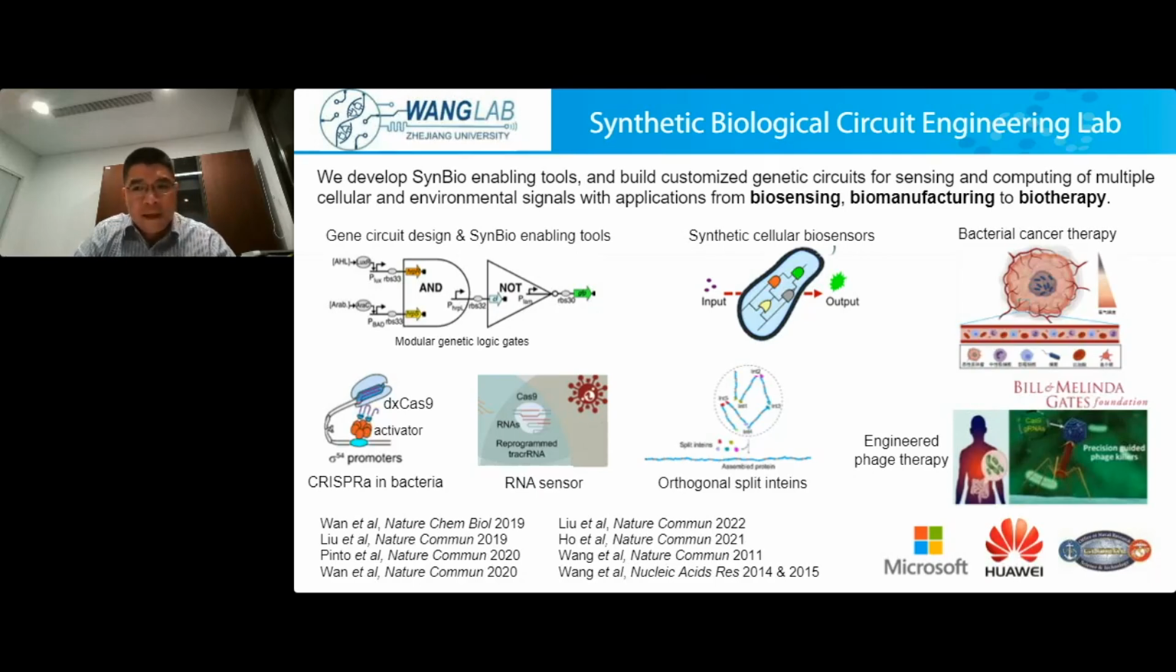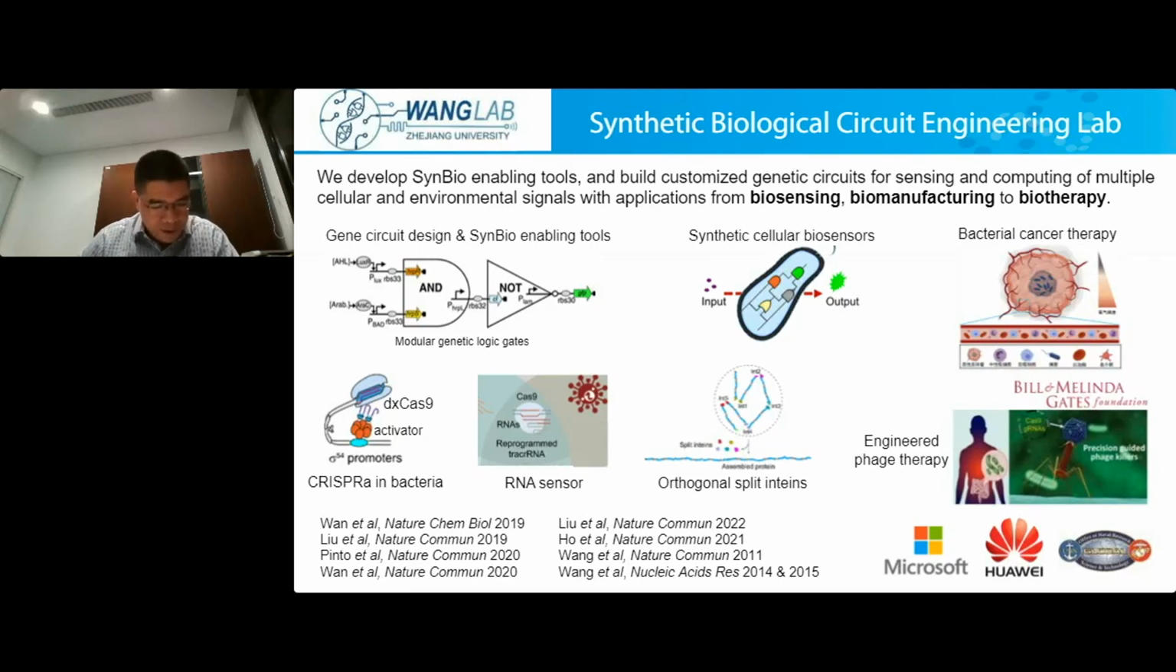First, we design synthetic genetic circuits, such as these layered digital genetic logic gates, and also develop synthetic biology enabling tools. For example, recently we have developed a eukaryote-like CRISPR-enabled gene activation tool in bacteria, and also a CRISPR-based RNA sensing tool in bacteria. And we also engineered an expanded library of orthogonal split inteins that allows for scaled assembly of multiple peptides.